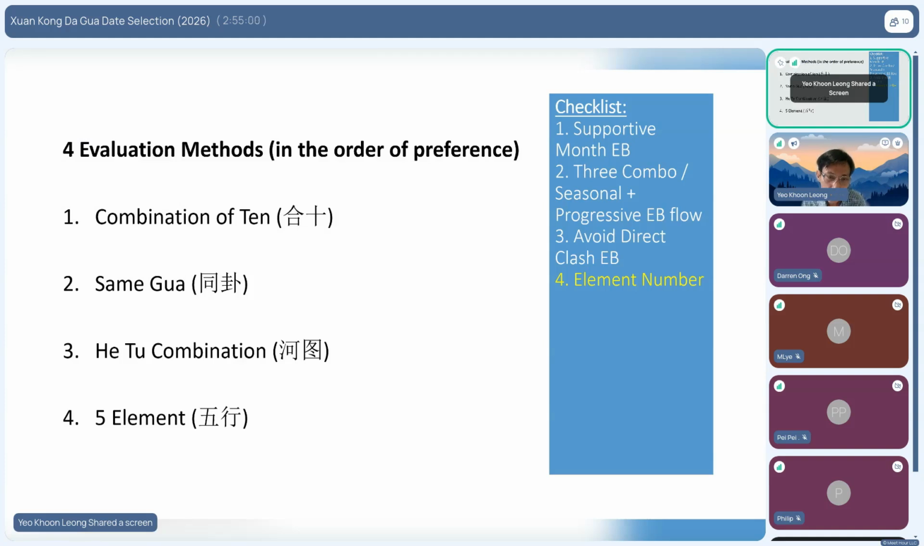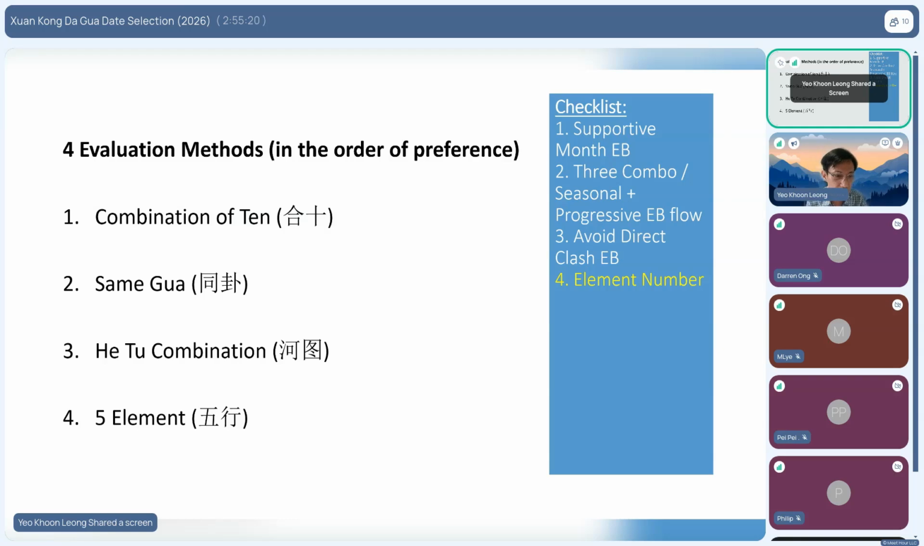Now, how do we know if the element number is good or not? There are criteria to use. Number 1, combination of 10, 合十. Number 2, same 卦, 同卦. Number 3, 合图 combination. Number 4, 5 element flow. Wow, so complicated. What does it mean? Not to worry. Follow me.